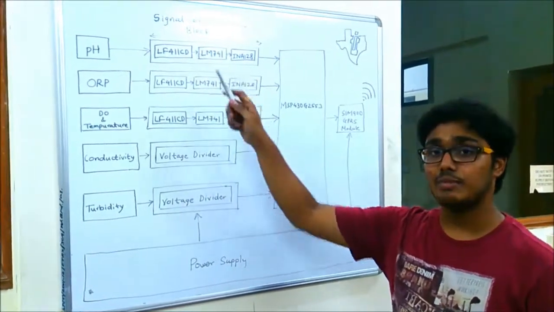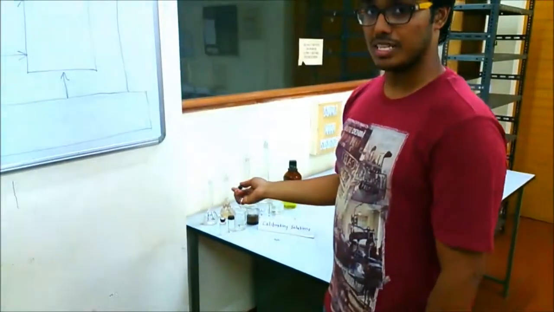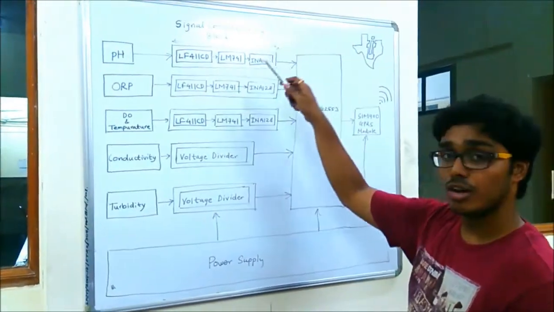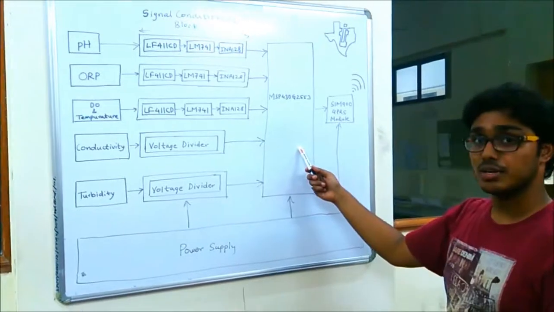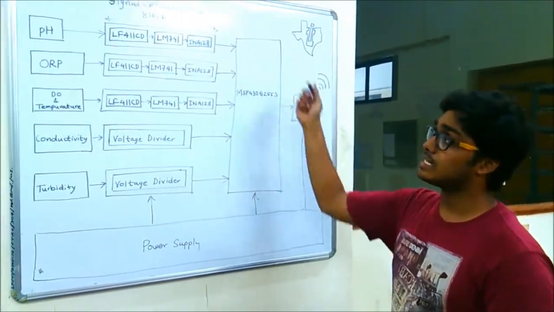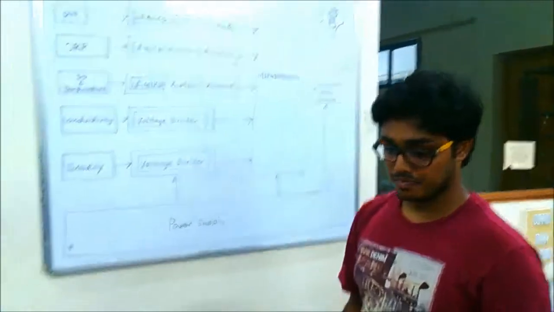These 5 sensors are calibrated using the calibrating solutions placed here. The output of these sensors is fed to the signal conditioning block. Further, it is given to the central processing unit, and these parameters are sent using the W.A.T.E.R model to the receiving end. Let us see the circuit in detail.